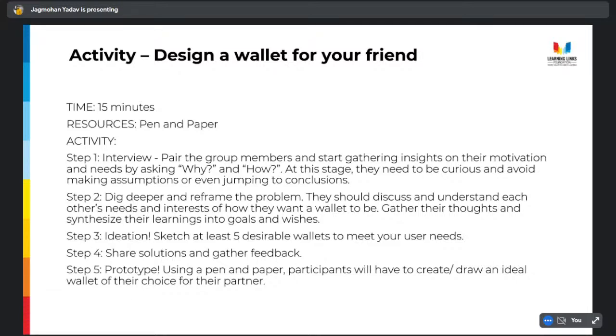Okay, so do you want something stylish, or do you want something easy to open, easy to close, or do you want something with tracking inside it? So if you lost your wallet, you will get an automatic message, or you can track your wallet, something like this. Okay, this is your activity.